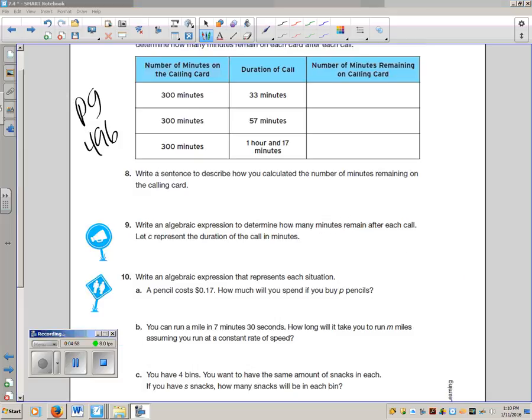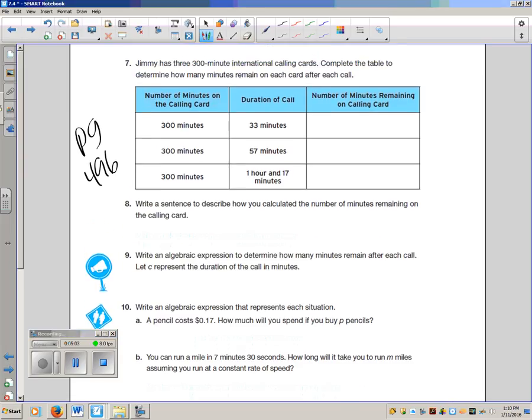Page 496. Now we've got a calling card. Jimmy has a 300-minute calling card. Complete the table to determine how many minutes remain on each card. Starts out with 300. The duration of the call lasts 33 minutes. 300 minus 33 is going to equal 267.